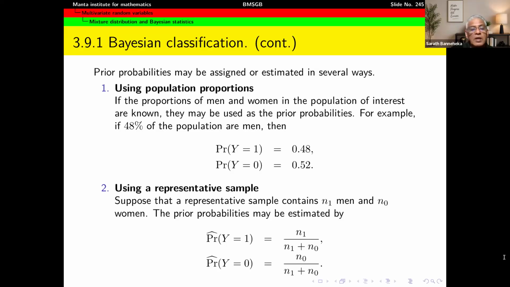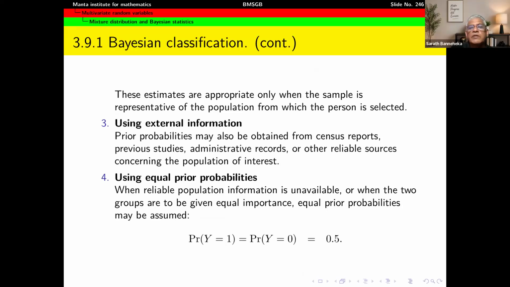probabilities. For example, if 48% of the population are men, then this will be the prior probability distribution of Y's. Using a representative sample, this is what you practically do most of the times, but you have to have a large enough sample to decide this. So take a random sample from the population and find out what proportion of men and what proportion of women are there, and then take them as the estimated values. That is the second method. These estimates are appropriate only when the sample is representative of the population from which the person is selected. So for it to be representative, it has to be a random sampling method, of course, most of the times if possible, and the sample should be large enough.